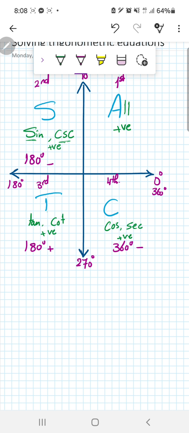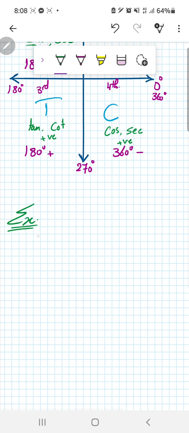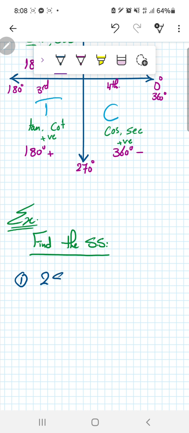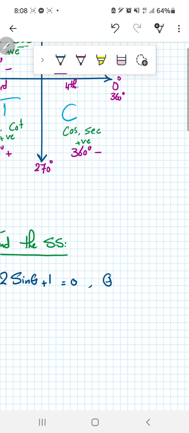Okay, for example, find the solution set. Okay, number 1: 2 sine theta plus 1 equals 0, and theta here belongs to the interval 0 to 2 pi.